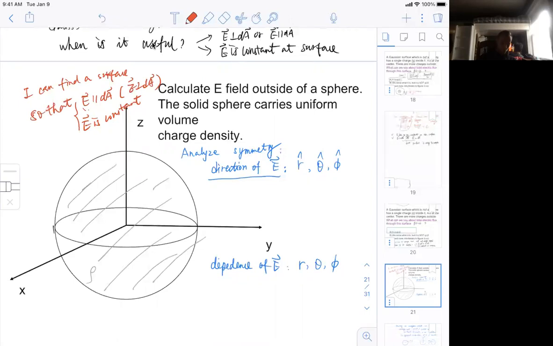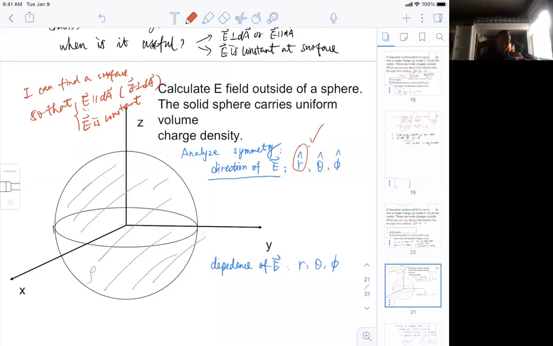R hat? R hat. Yes, that is correct. And why is that? How do you know? Because the field lines are always pointing away from the charge. And you can consider all the charge at a point in the center.